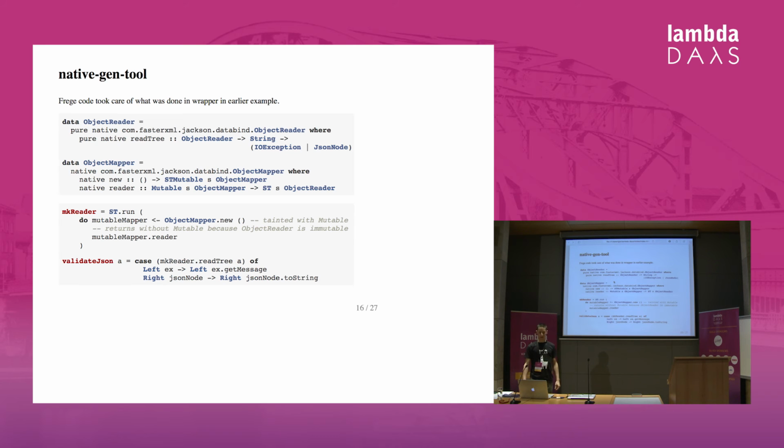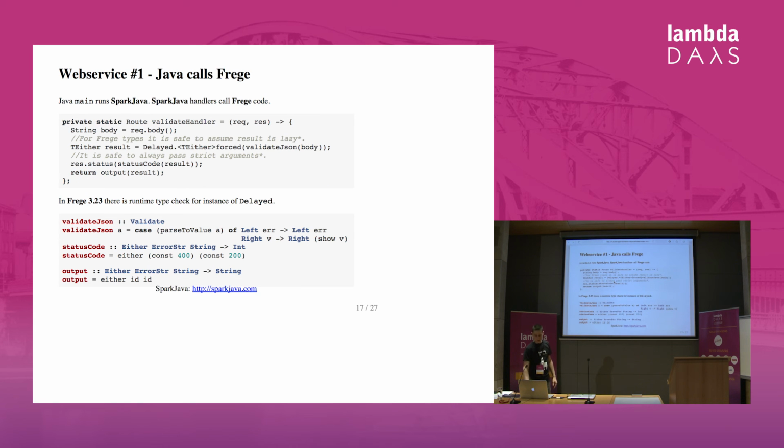And again, validate JSON is almost the same. The difference is inside, between case and of. I just use this Frege function instead of the function I had in the wrapper. So we have JSON parsing done, and now we would like to make this web service.